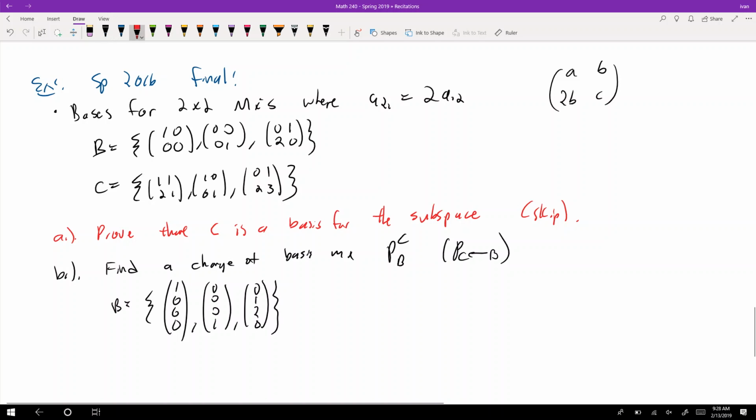Okay, so 1 goes here, 0 goes here, 0 goes here, last 0 goes down there. That's how we're unraveling these. All right, and now C is going to be 1, 1, 2, 1, 1, 0, 0, 1, 0, 1, 2, 3.